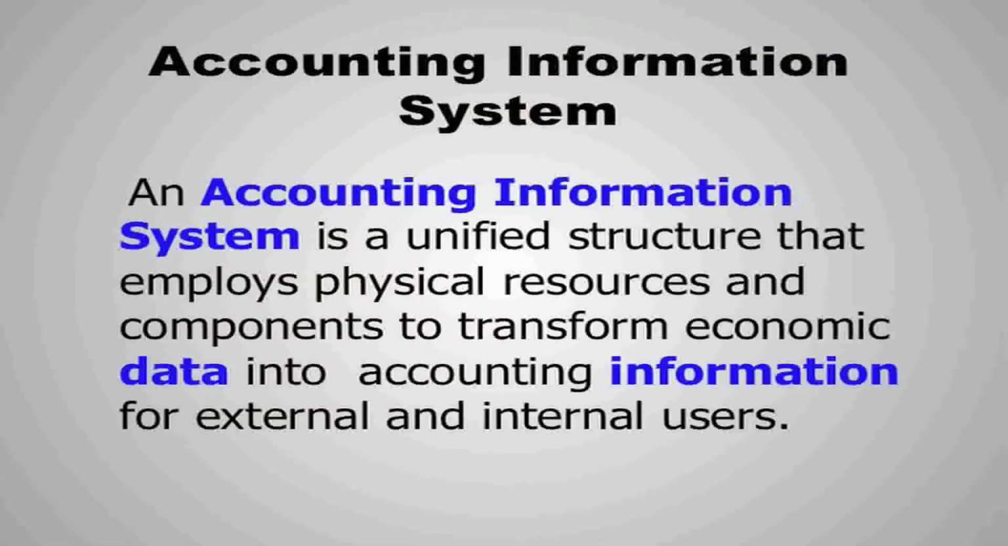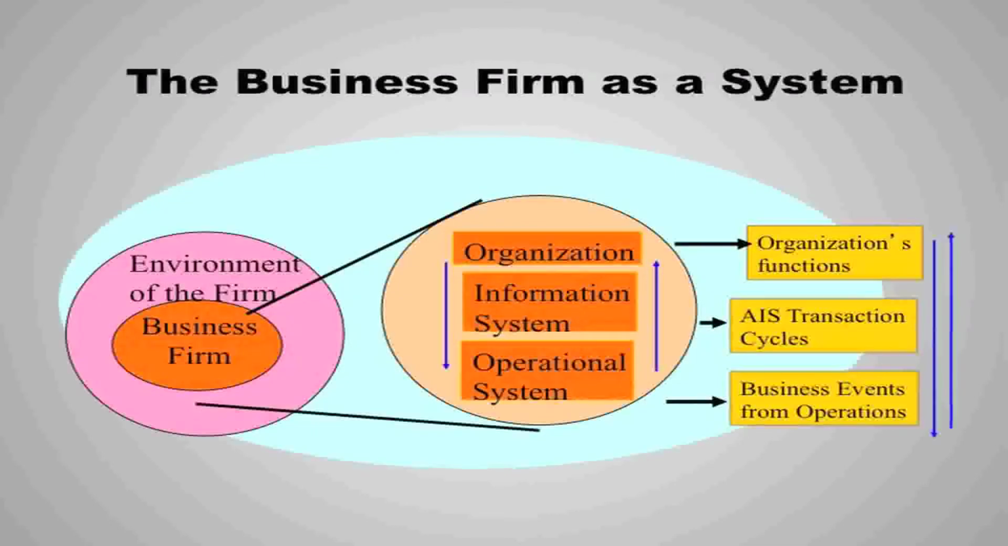Now, coming to another feature, that is accounting as an information system. An accounting information system is a unified structure that employs physical resources and components to transform economic data into accounting information for external and internal users. So, here is a model, the business firm as a system. First one is the environment of the firm, that is the business firm. Then it will be the organization, information system, operational system. Then finally it will have an impact on the organization's functions, accounting information system transaction cycle and business events from operations.